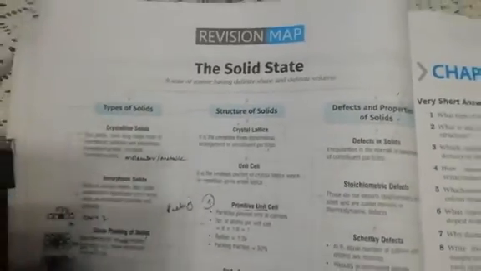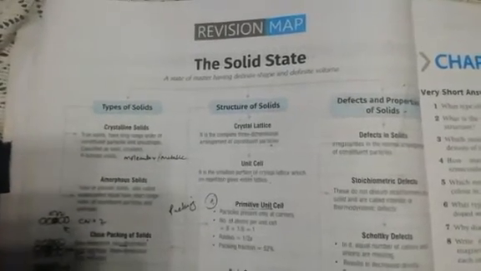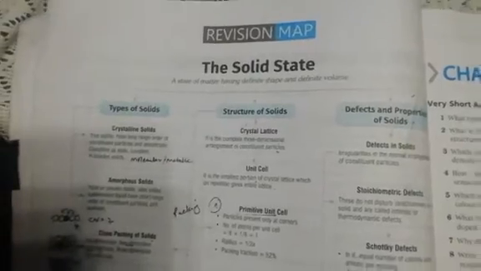Today I'm going to revise this whole chapter, as yesterday we finished this unit, and we did our last topic, that is properties of solids. So today I'm going to revise with the help of this revision map. The chapter name is the solid state, in which a state of matter has definite shape and definite volume, that you know very well.